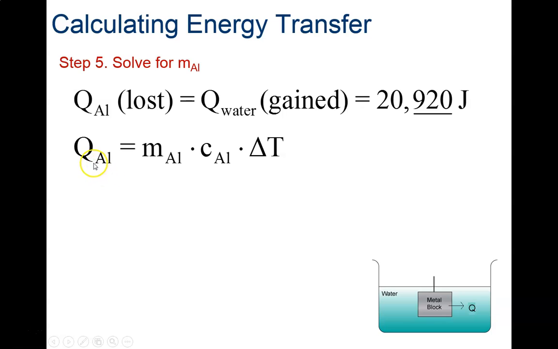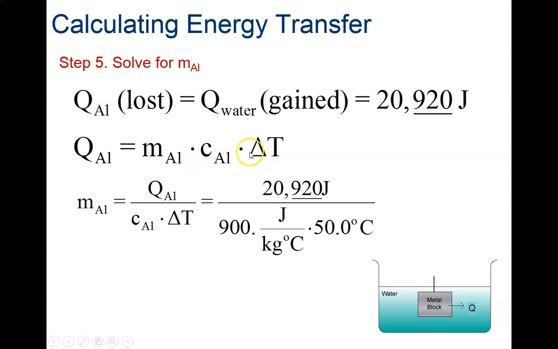So the heat that the aluminum loses is equal to the mass of the aluminum times the specific heat capacity of the aluminum times the change in temperature of the aluminum. Here they solve this for the mass of the aluminum instead of putting in numbers and solving later. The heat the aluminum lost is the same as the number we used before. The specific heat capacity of aluminum was given. It was 900 joules per kilogram degrees C. And the delta T was 50 degrees C.